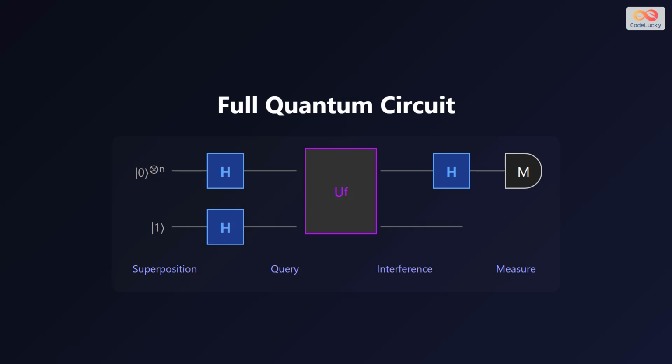Here is the complete view of the circuit. We start with qubits initialized to 0 and 1. We apply Hadamard gates to create superposition. Then, the oracle runs once. Finally, we apply Hadamard gates again to close the interference loop and measure the input register. Notice that the oracle is queried only one single time.